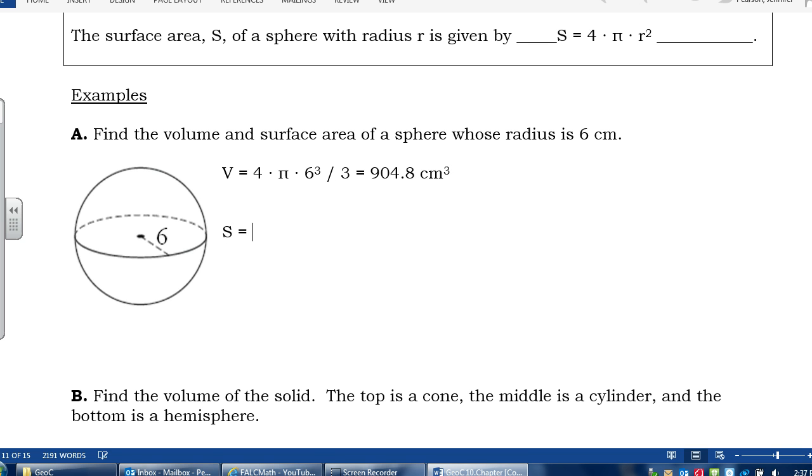The surface area is 4 times pi times the radius to the power of 2. And I get 452.4 square centimeters.